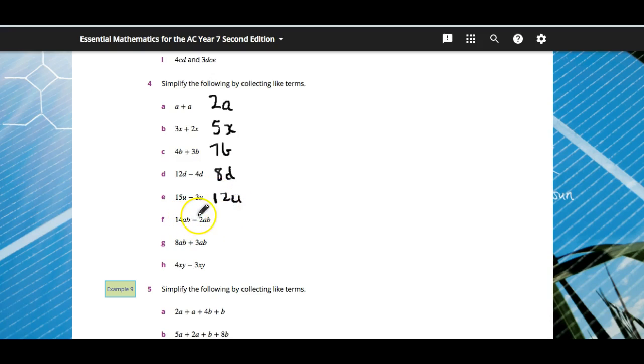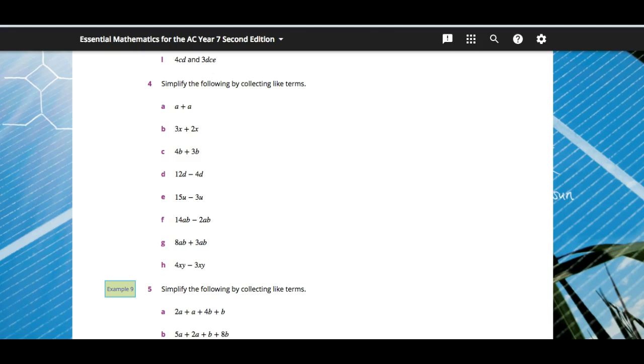14 apple and banana juice minus 2 apple and banana juice, I have 12 apple and banana juice. 8 apple and banana juice plus 3 apple and banana juice, 11 apple and banana juice. And then 4xy minus 3xy. You're just left with 1xy. That was just too difficult to think of something off the top of my head.